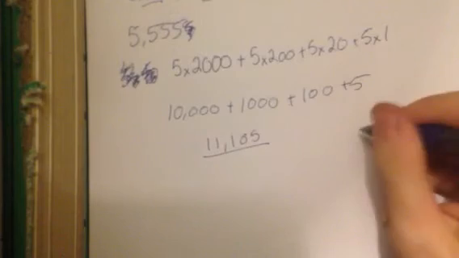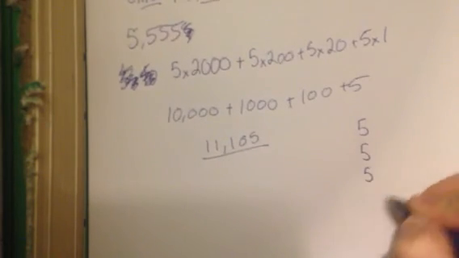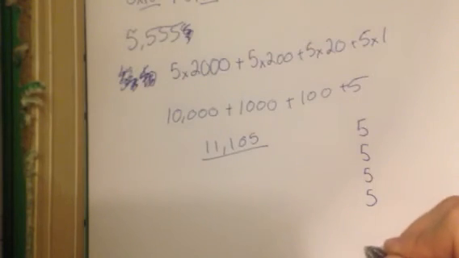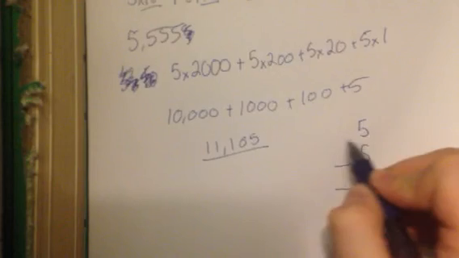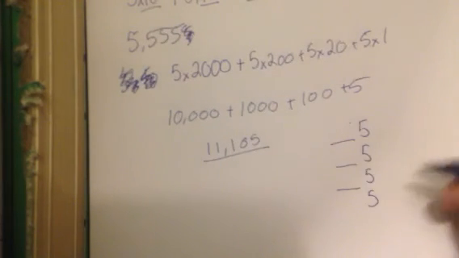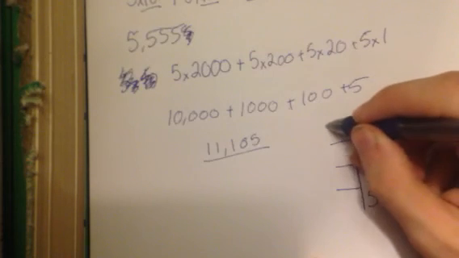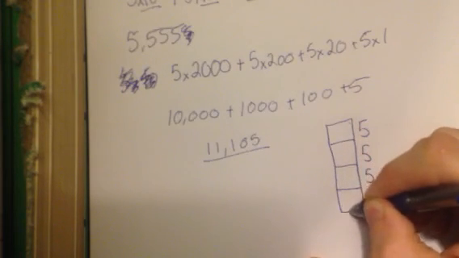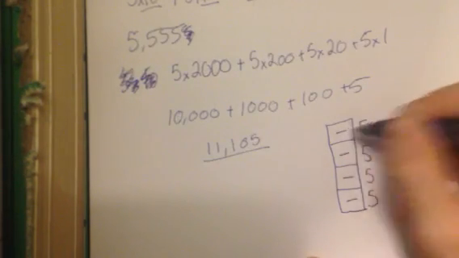So in Mayan notation, we would have the number 5,555. We're going to write it top to bottom because that's how the Mayans do it. So we're going to write it top to bottom this time. And we're going to write exactly what represents 5 in each space.